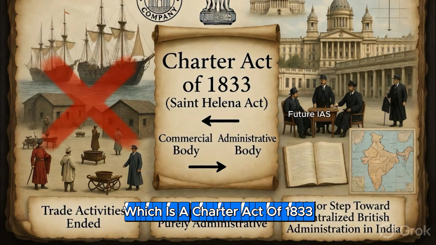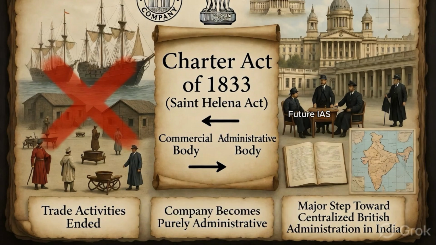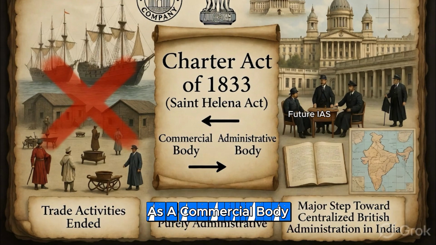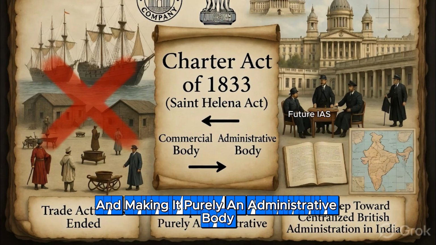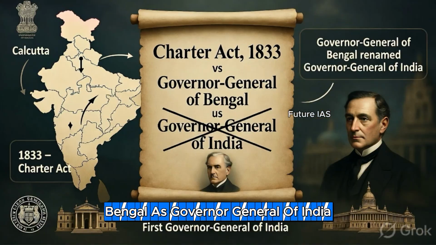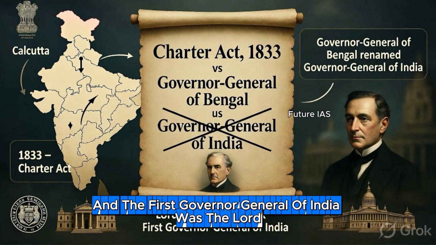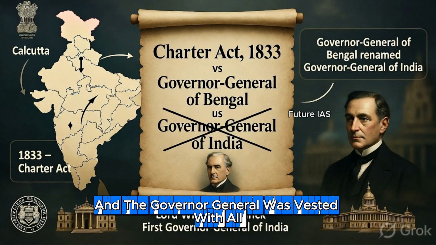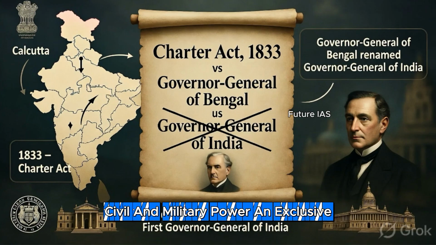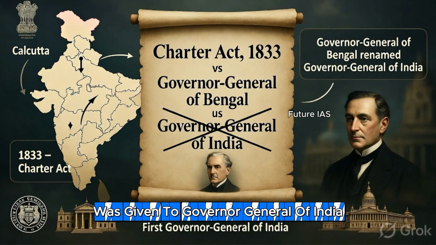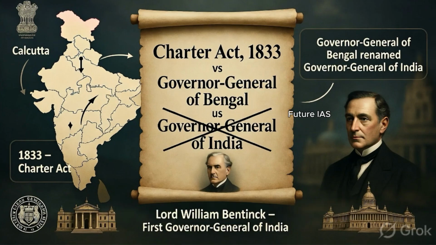Then comes the famous St. Helena Act, which is the Charter Act of 1833. In that, it ended the activities of the East India Company as a commercial body, making it purely an administrative body, and the designation of Governor General of Bengal was changed to Governor General of India. The first Governor General of India was Lord William Bentinck, and the Governor General was vested with all civil and military power. Exclusive legislative power was given to the Governor General of India for the entire British India.